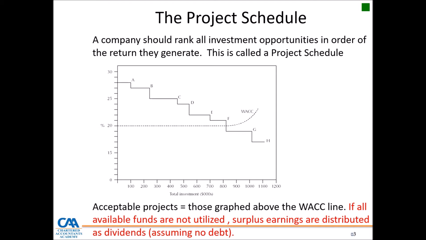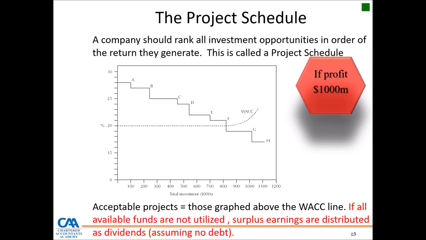And therefore, we'll then want to ask ourselves, how much money do we have in order for us to invest in these projects? So assuming that we've got a budget of $1 billion, it now means that all projects A to F, we can invest in them because they would require a total of $800 million, which leaves the company with $200 million worth of free funds to pay out as a dividend. And remember, we're saying projects G and H are not viable projects because their returns are below the company's WACC.